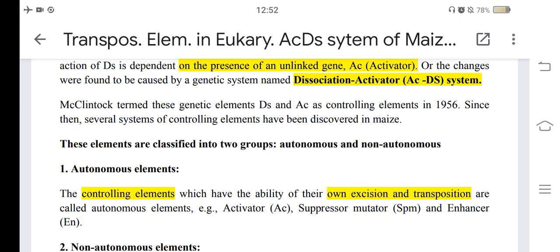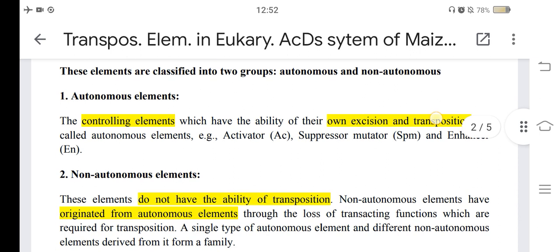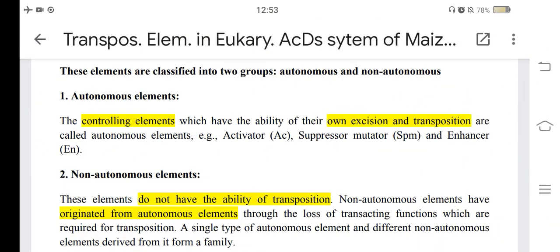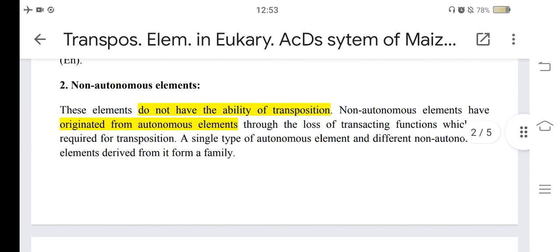Since then, several systems of controlling elements have been discovered in maize. These elements are classified into two groups, autonomous and non-autonomous. Autonomous elements are the controlling elements which have the ability of their own excision and transposition. They include activator, suppressor-mutator, and enhancer. Non-autonomous elements do not have the ability of transposition.